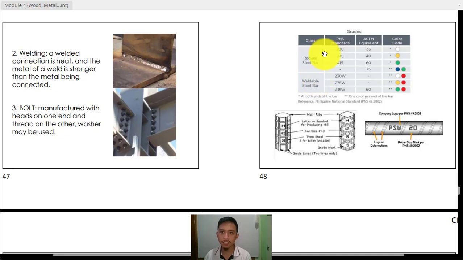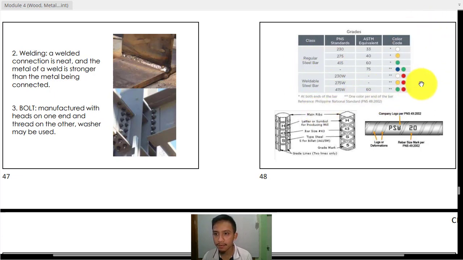These are the classes: regular steel bar, and we have what we call the weldable. And actually, if you say weldable, that could be welded. Okay, your steel bar can be connected through welding. Okay, your regular steel bar, we will be using here your ties to connect or to lap your steel bars.